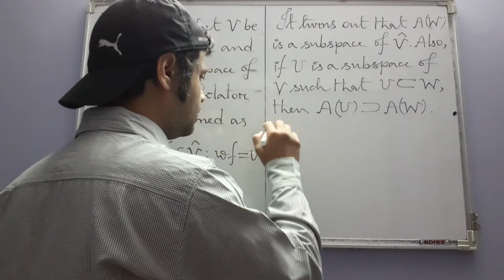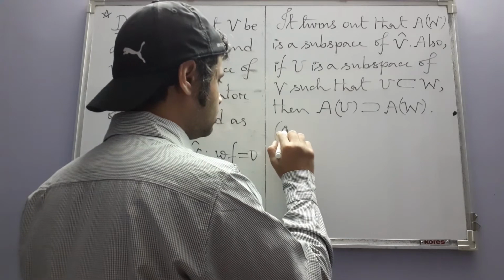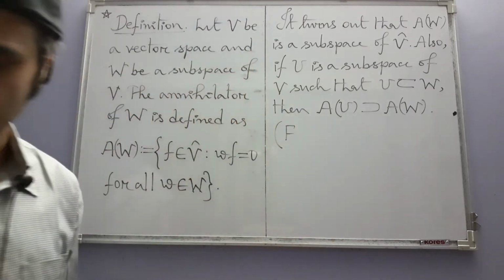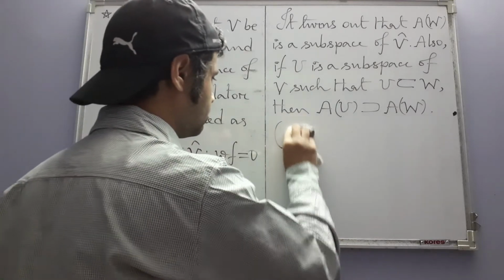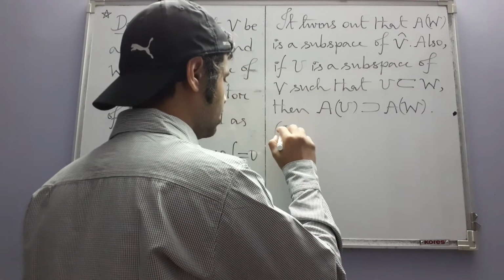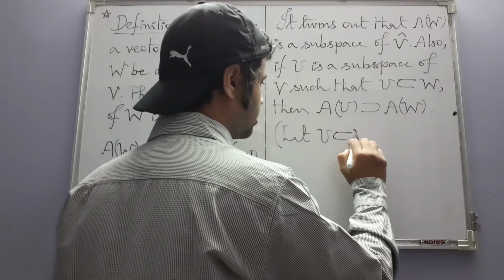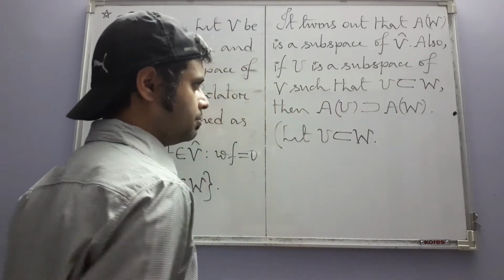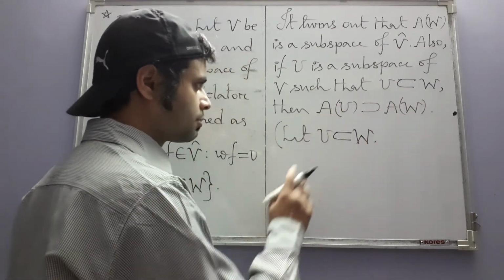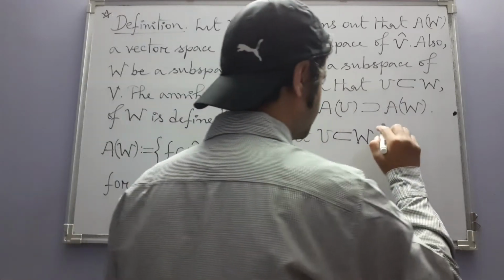In fact, let's just see it here itself. Let me just phrase it this way. Let U be contained in W. Now, what do you want to show? You want to show that this is contained in this. So let's just take one element here and then show that that element is here also.